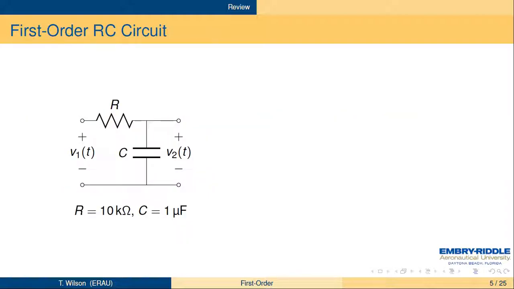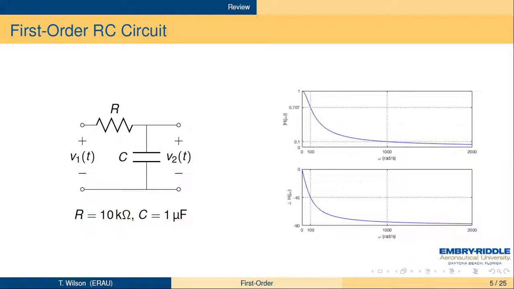And here's our familiar RC circuit, this time with a resistance of 10 k ohms and a capacitance of 1 microfarad. We've seen this frequency response before when we plot it on a linear frequency scale. Here it is up to 2,000 radians a second. We see that it goes through the value of 1 over root 2 at the corner of 100. So this is 100 over s plus 100.